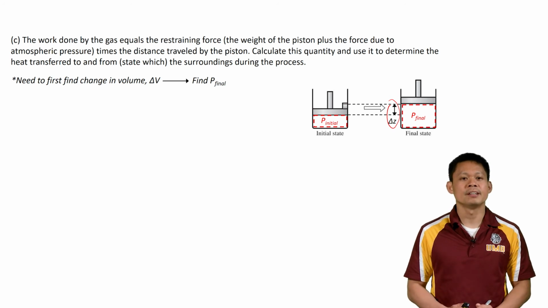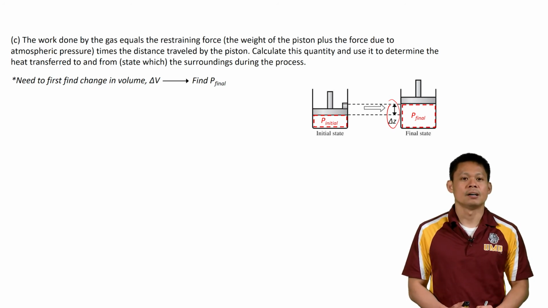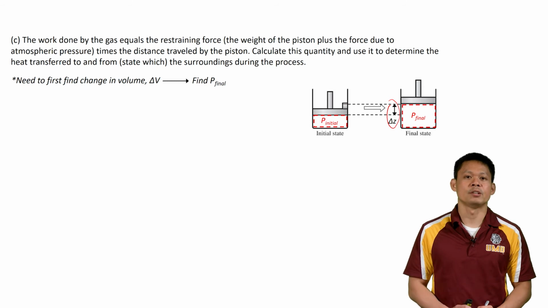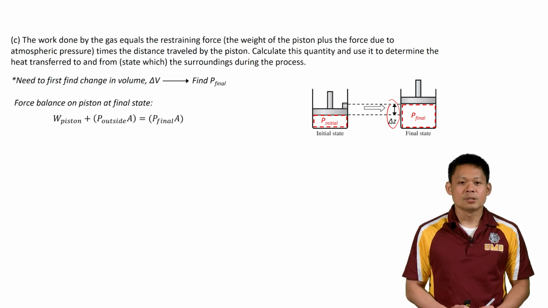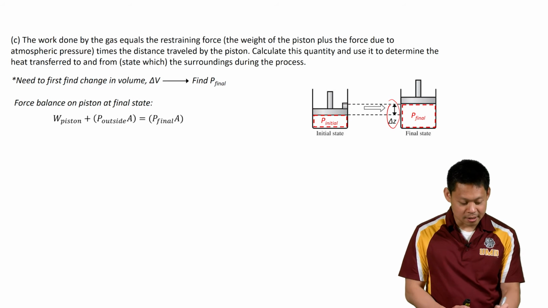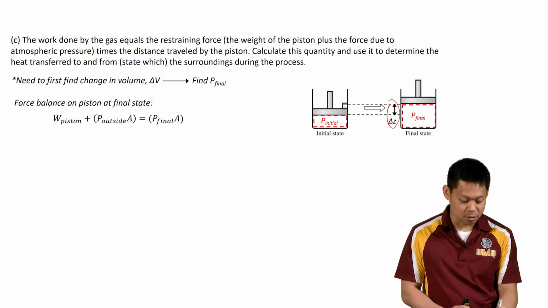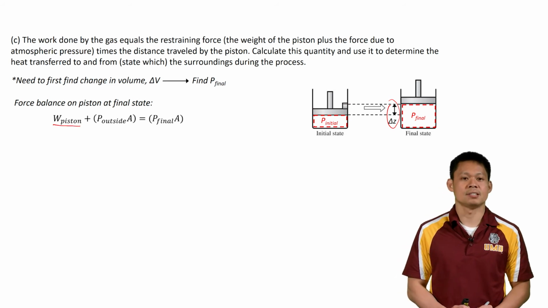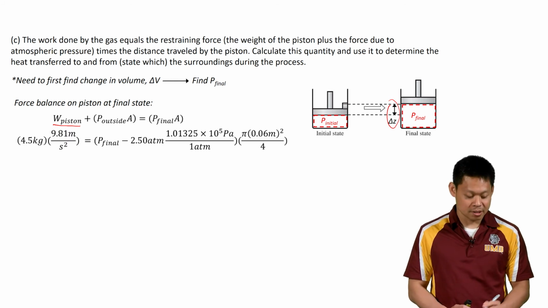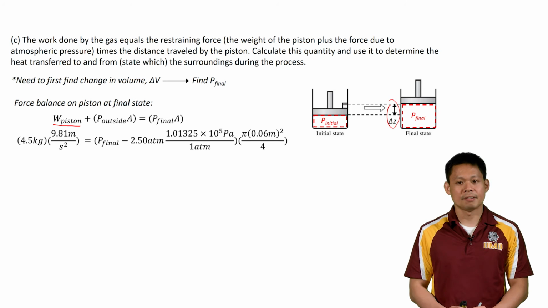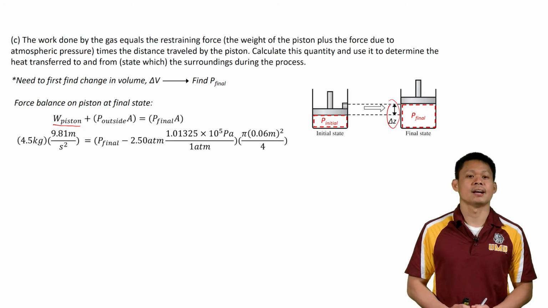So how are we going to find this final pressure? We're going to do the same thing. We're going to do a force equilibrium at this final state. The only difference is that we have removed the weight, so the weight term now is simply the piston. That's all we have down here. Putting in the numbers, we only have 4.5 kilograms on the left-hand side. Everything on the right-hand side looks exactly the same.